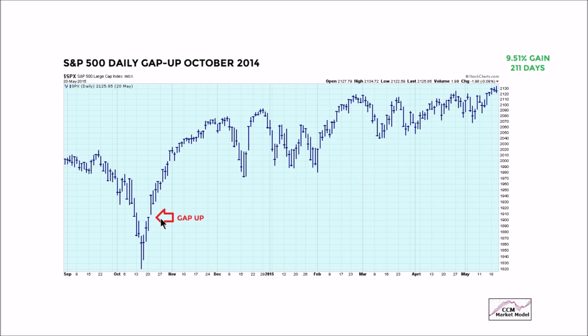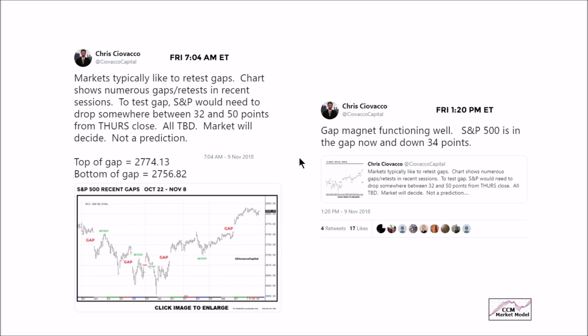And this is why gaps are not a big part of our process, and gaps have nothing to do with the inputs relative to the model. They can be helpful from an implementation perspective, and they can also be harmful. During the session on November 9th, we did indeed fill that gap. The S&P 500 was down 25 points, and I can unequivocally say Friday was a good session for us.